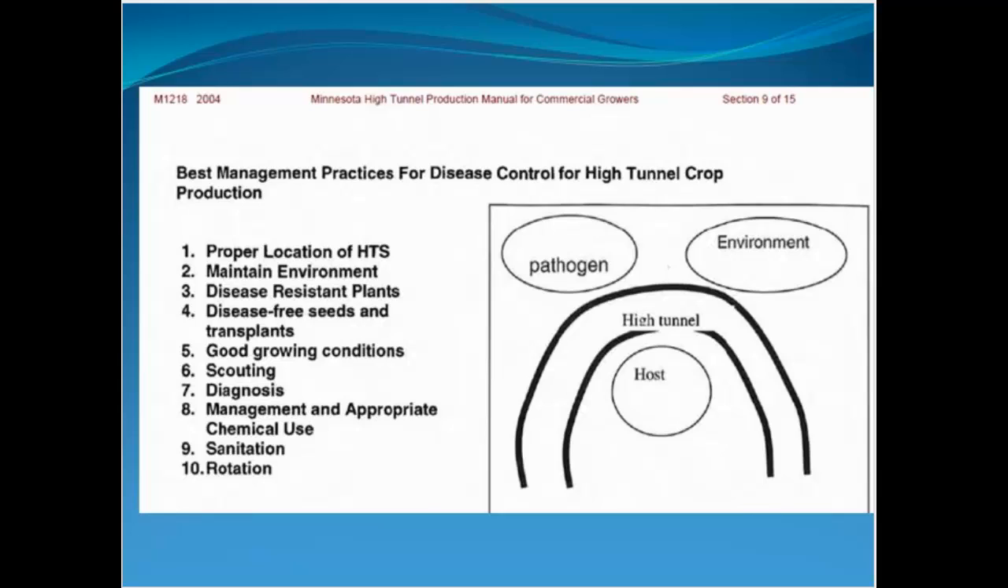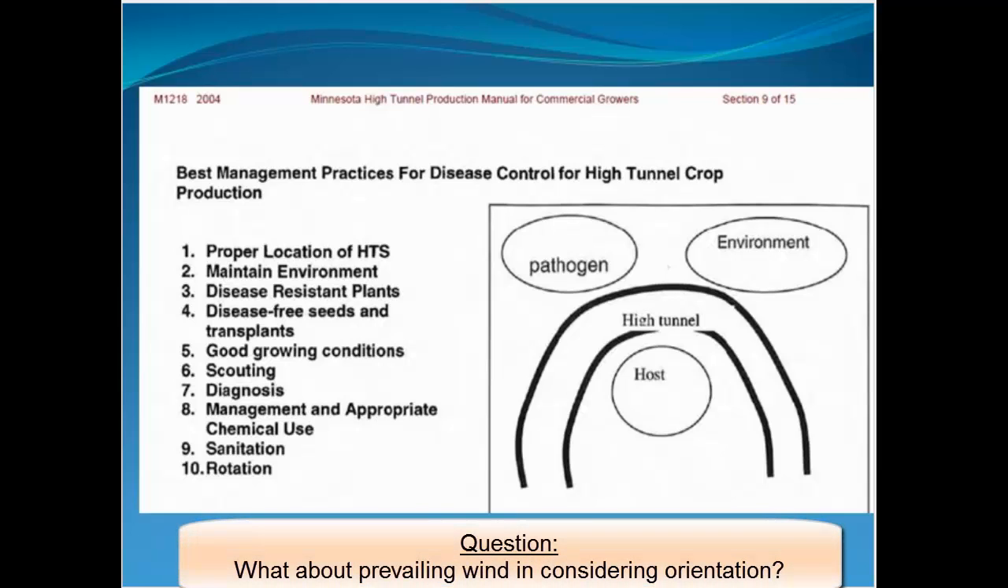Second thing that we're going to talk about for good management practices for disease control is maintain an environment that is most conducive for good plant growth and least conducive for pathogen development. Most common, I think, the best example for that would be do a good job of controlling the humidity within the greenhouse, and we'll show you some slides of that after a while.